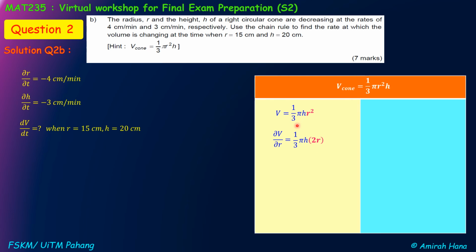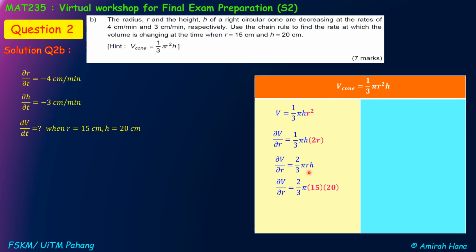Imagine you want to differentiate the constant 4 times r squared. The answer equals 8r. Why? Because we put the constant 4 in front and then differentiate r squared, so we get 2r. That's why after we simplify, we have 8r. The same goes for this function. After we simplify, we have del v over del r equals 2 over 3 pi r h.